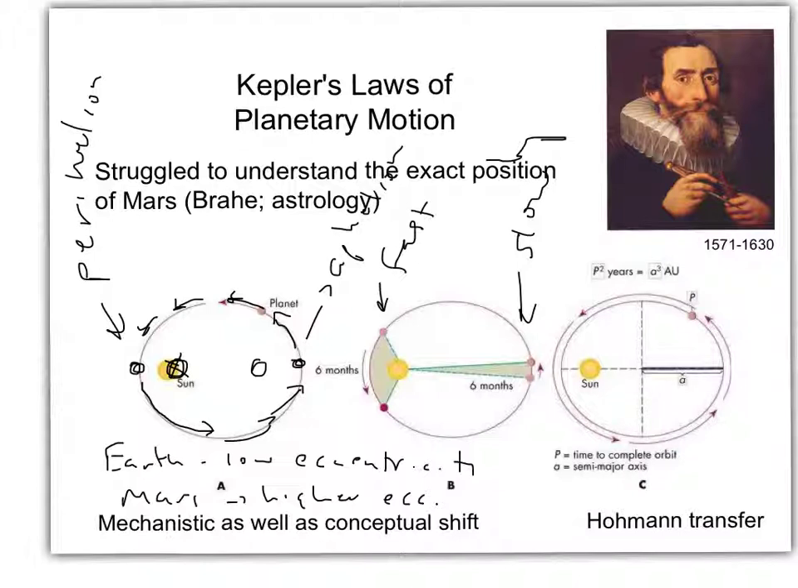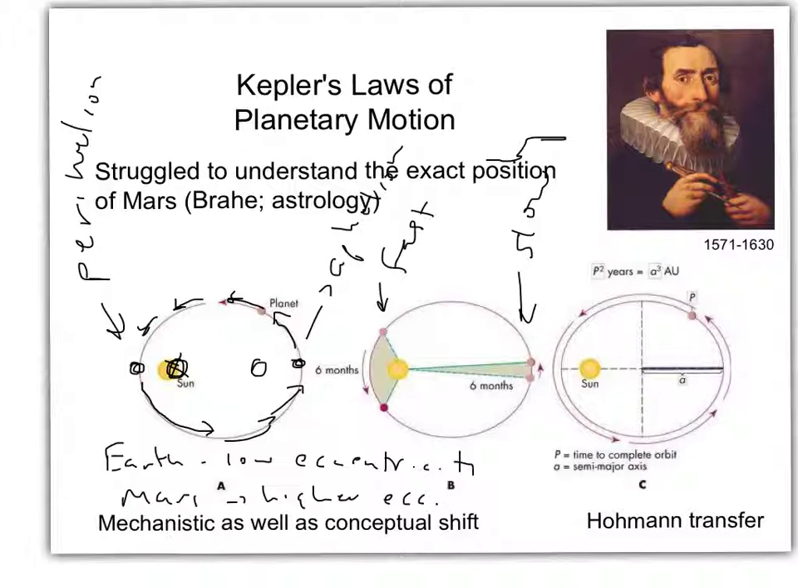We know that the further away from the sun a planet is, the longer its year, the longer it takes to go around the sun. But again, there is a precise mathematical relationship.